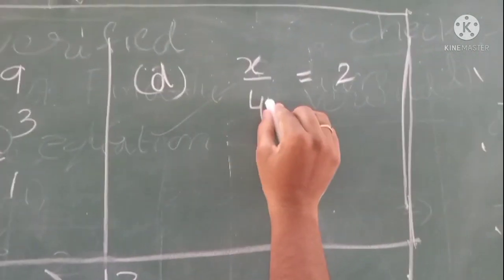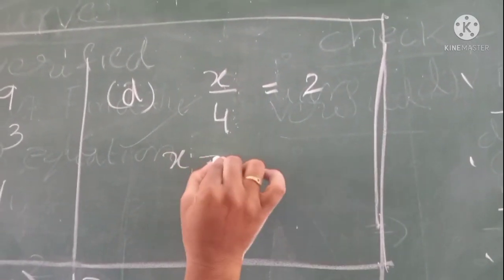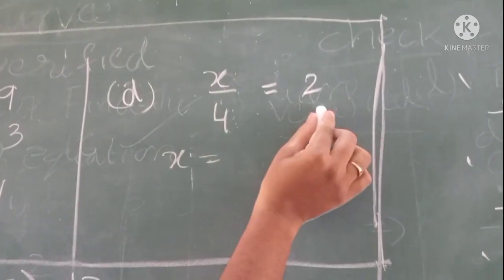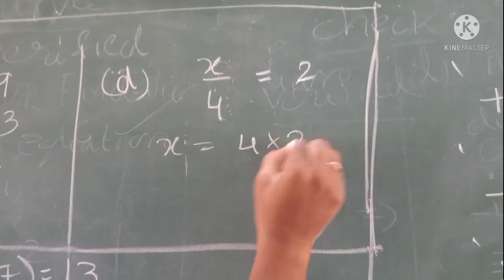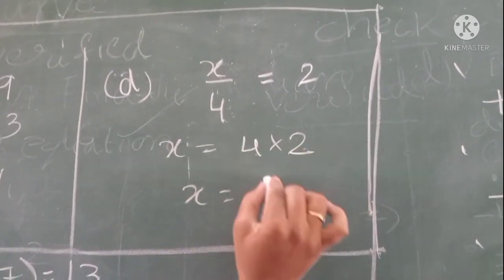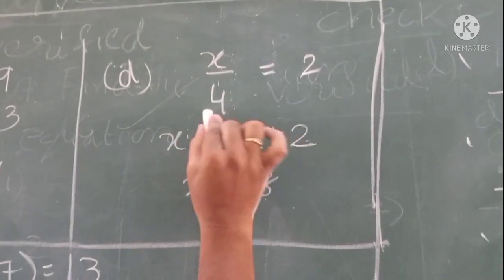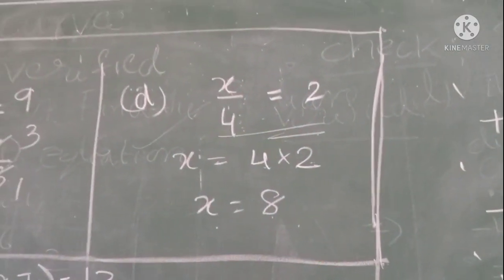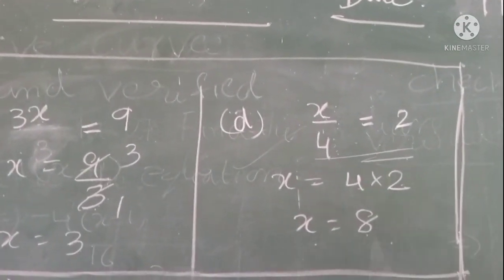Similarly, x by 4: x is divided by 4. When we move it to the other side, the division quantity becomes multiplication. So 4 into 2, x equals 4 twos are 8. x equals 8 is the solution of the given simple equation. So in this problem, children, we can understand this topic.